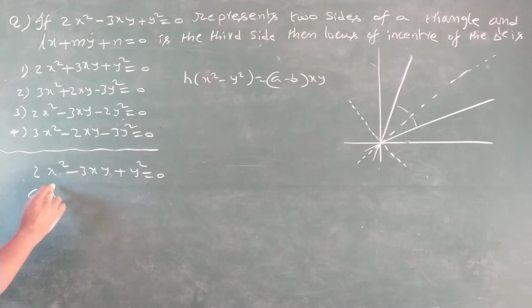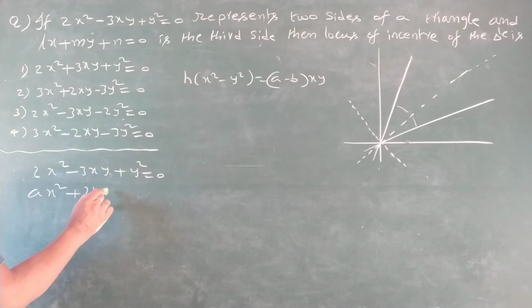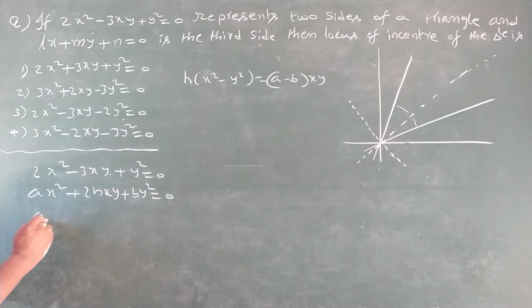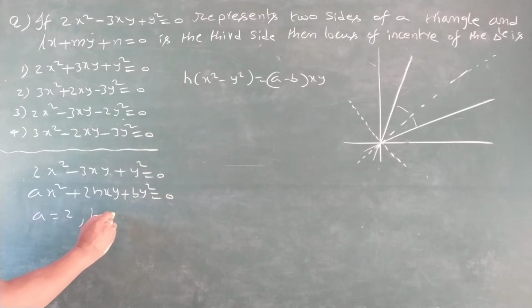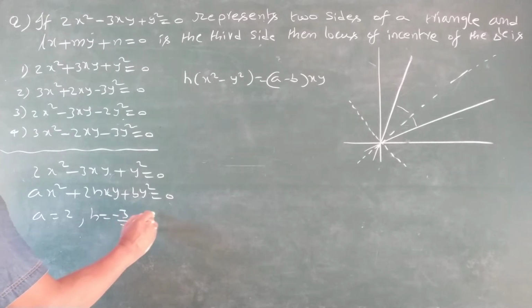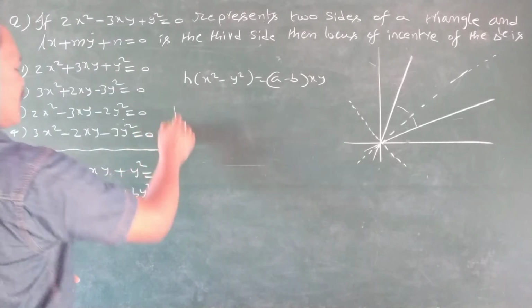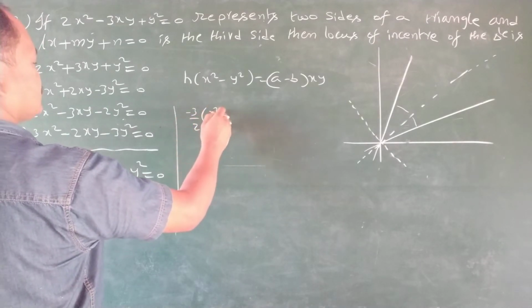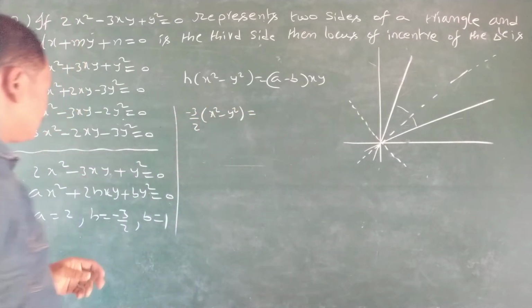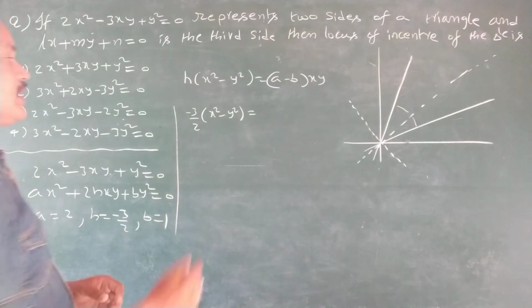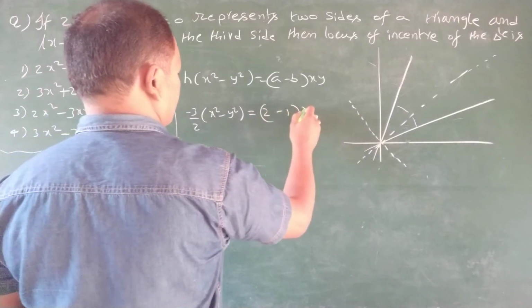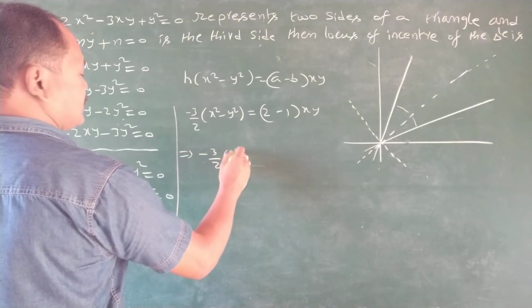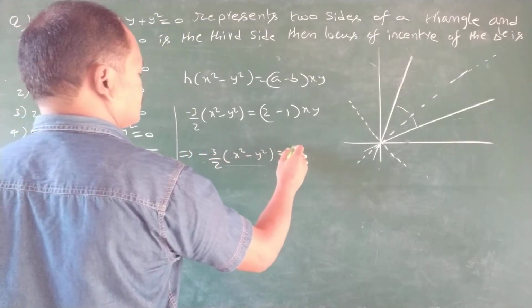This we compare with ax square plus 2hxy plus by square is equal to 0. Then a is 2 and h is minus 3 by 2 and b is 1. Substitute these values in this one. Then it is minus 3 by 2 times of x square minus y square is equal to a minus b, that is 2 minus 1 into xy. Now from this, minus 3 by 2 into x square minus y square is equal to xy.